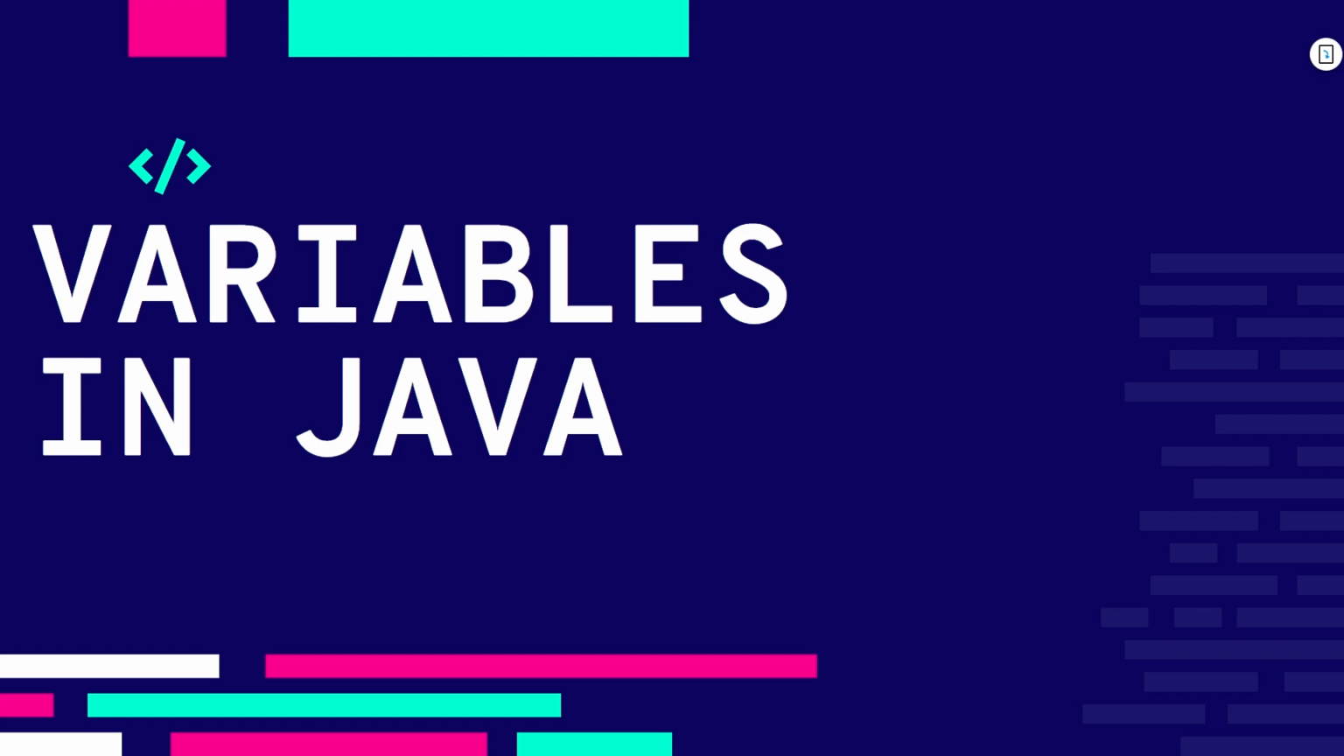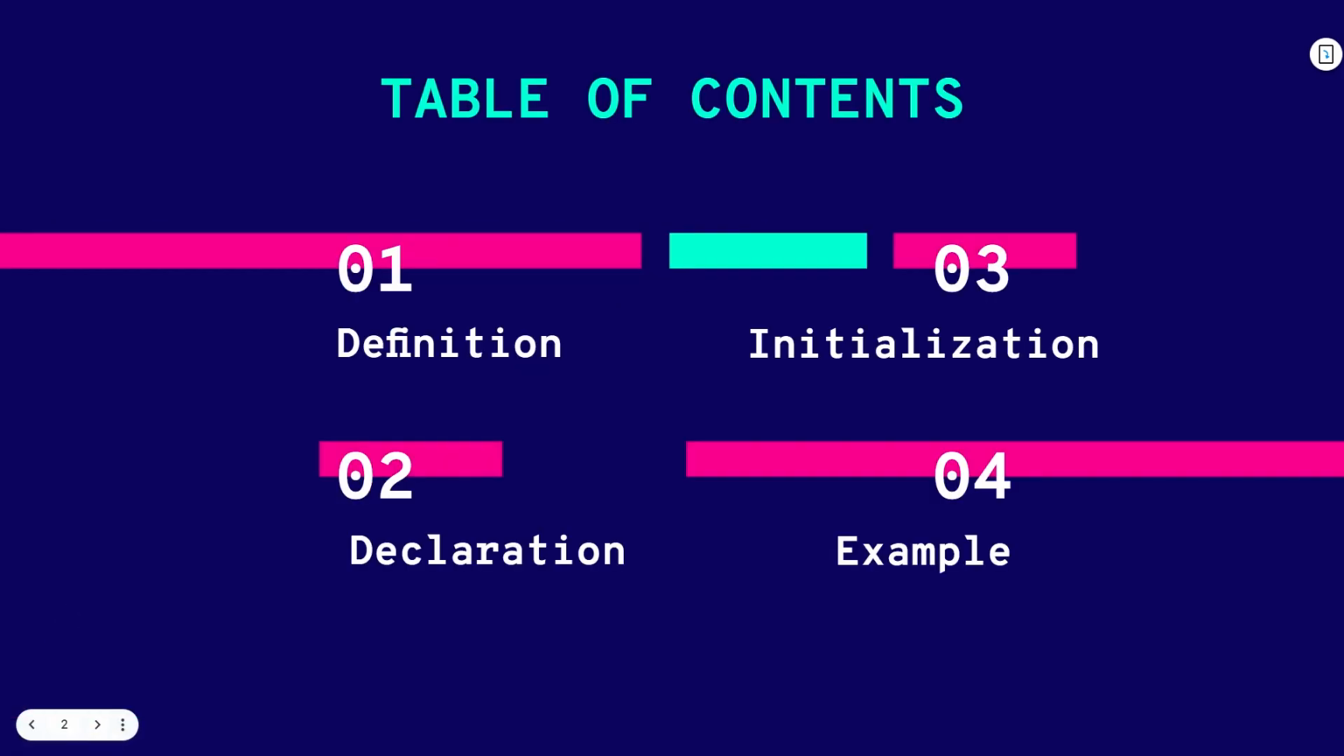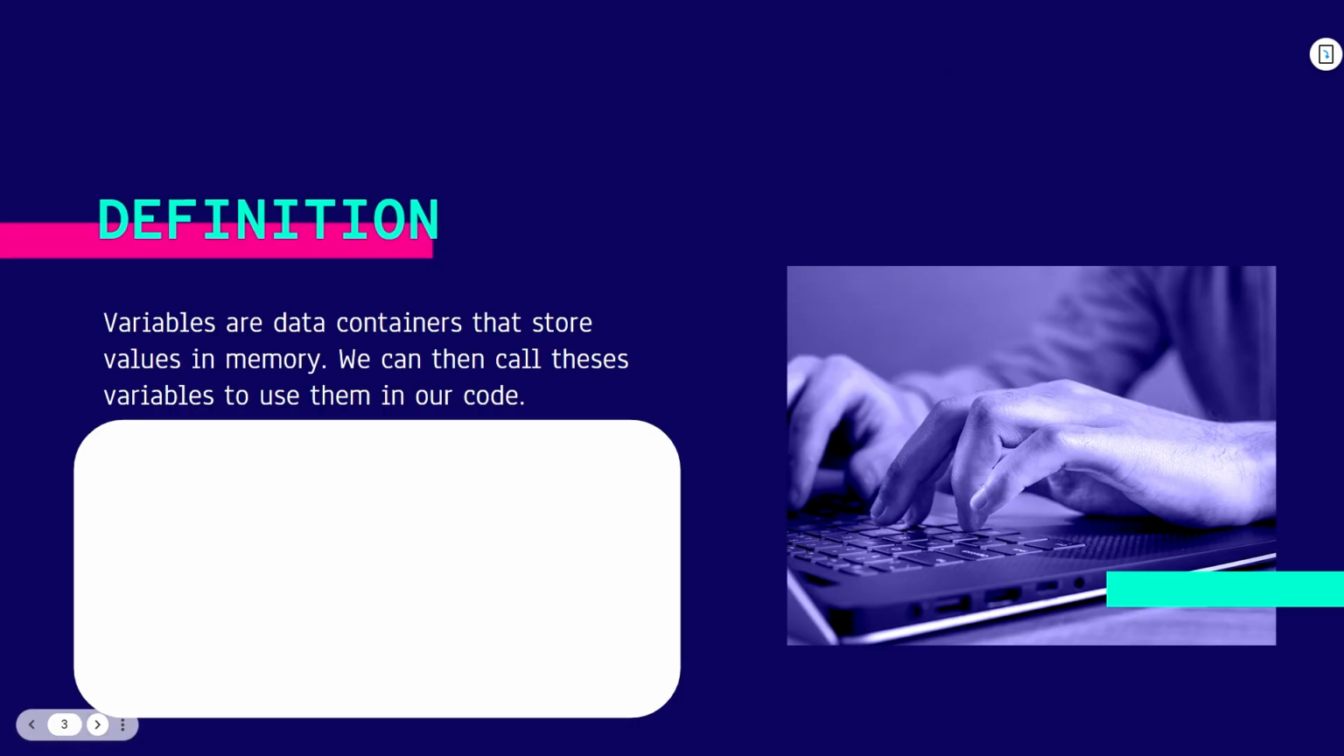Hello everyone, today we're going to look at all you need to know about variables in Java. So we're going to start with the definition of variables, look at the declaration phase of variables, continue with the initialization phase, and finally look at an example of both declaration and initialization for variables. So let's start with the definition.